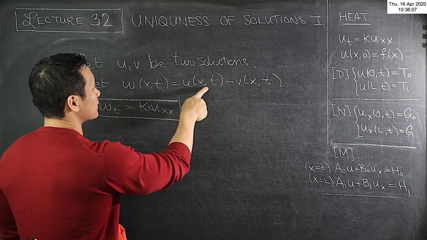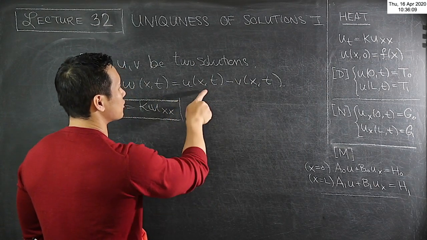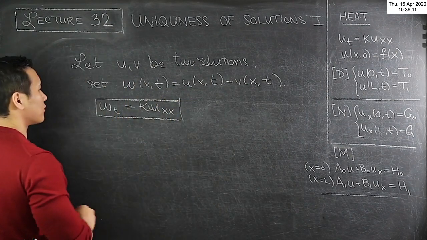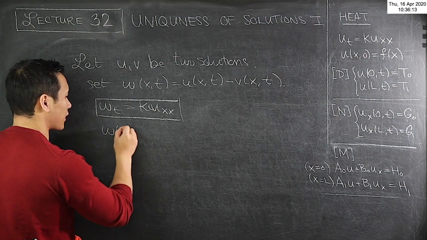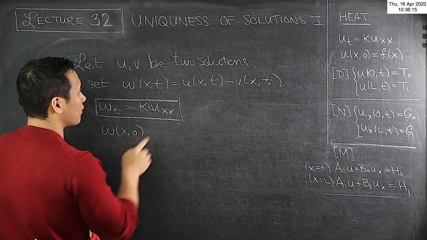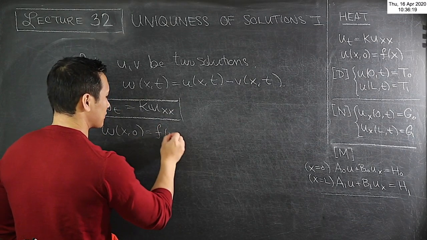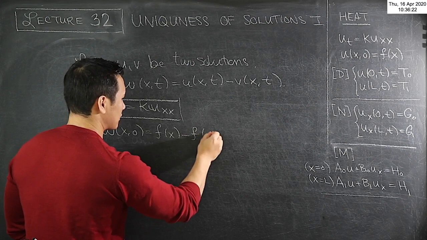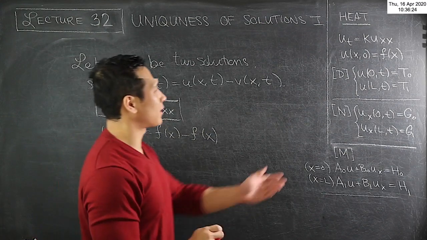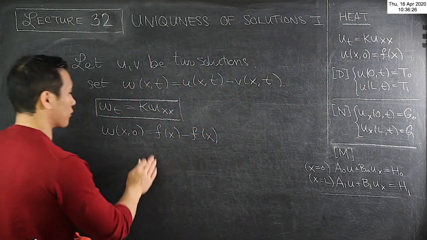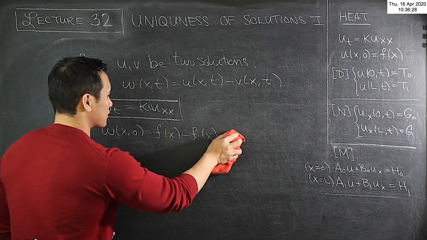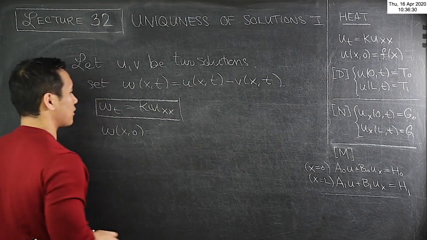condition of u of x, 0 minus v of x, 0 is just f minus f. So w of x and 0 is u of x and 0 minus v of x and 0, which is just f of x minus f of x, because u and v satisfy the same equations, and therefore this is equal to 0. So let's erase that. And then we have 0 here.